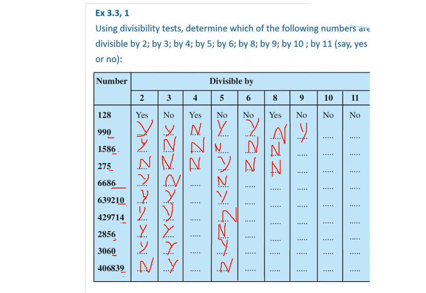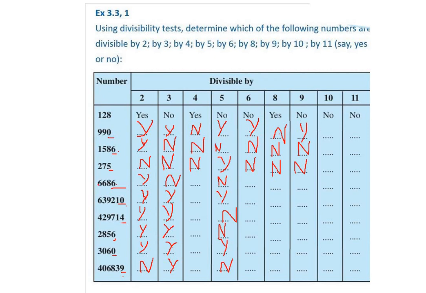Now let's check 1, 5, 8, 6. Add them. 1 plus 5 is 6. 6 plus 8 comes 14, and 14 plus 6 comes 20. 20 is not divisible by 9 because 9 2s are 18 and 9 3s are 27. So we write n, that is no here. 275. Add them. 2 plus 7 gives you 9 and 9 plus 5 gives you 14. 14 is not divisible by 9. So we will write that the whole 275 is also not divisible by 9.